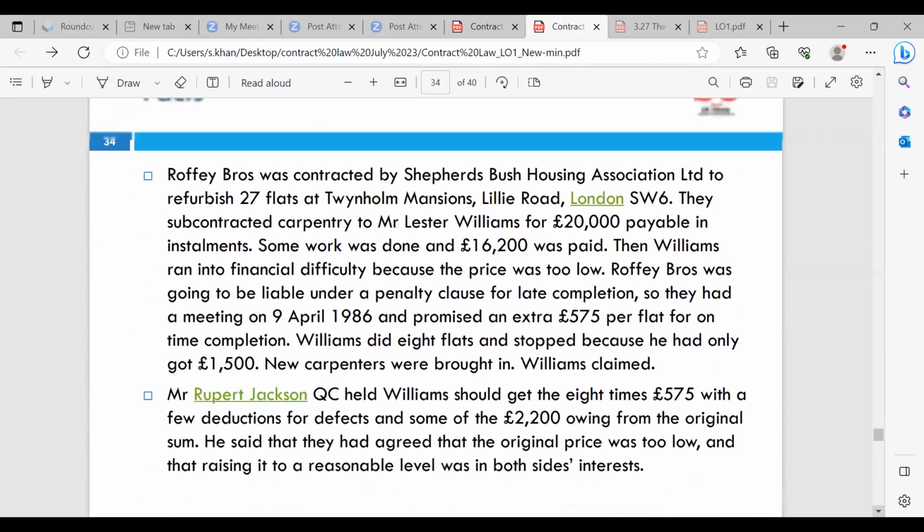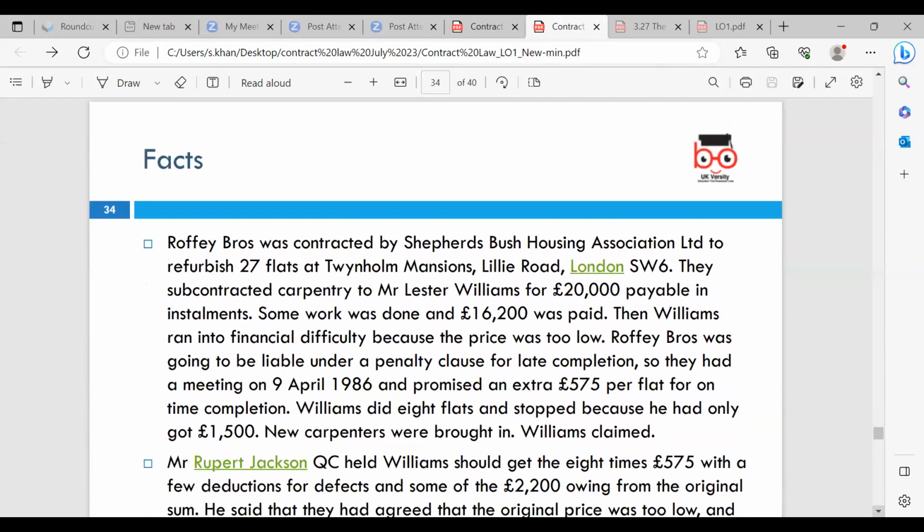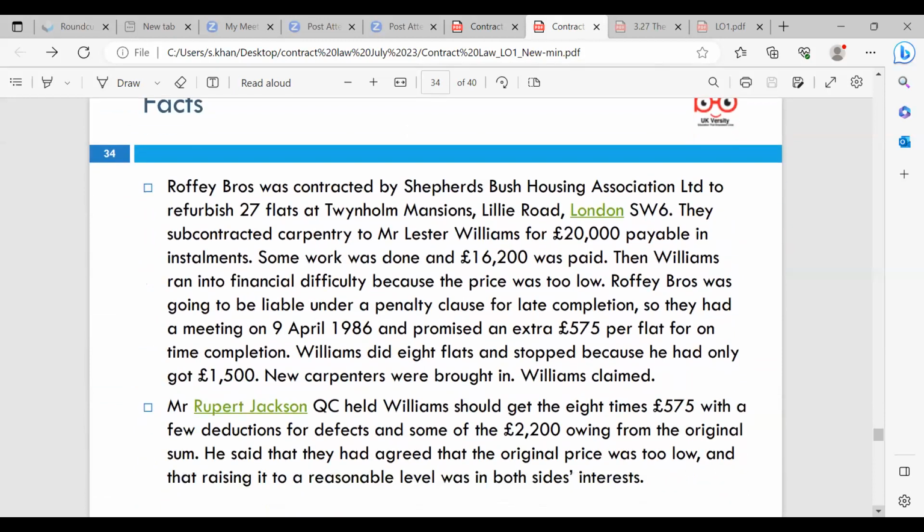As we mentioned, the facts of the case: Roffey Brothers was contracted by Shepherd's Bush Housing Association to refurbish 27 flats at Twynholm Mansions, Lillie Road, London. They subcontracted carpentry to Mr. Lester Williams for £20,000 payable in instalments. Some work was done, and £16,200 was paid. Then Williams ran into financial difficulty because the price was too low.